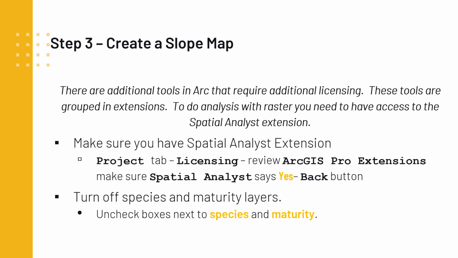So how do you do that? You're going to go to your Project tab, and then you're going to go to Licensing. You're going to review the ArcGIS Pro extensions and make sure that the Spatial Analyst option is licensed, says yes. And then you can use the back button. And then we're going to turn off the species and the maturity layers by unchecking the boxes next to those in the table of contents.